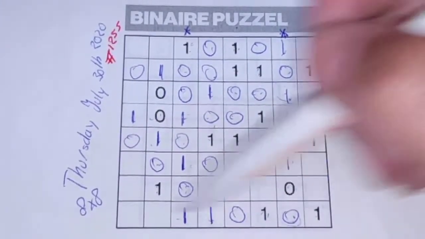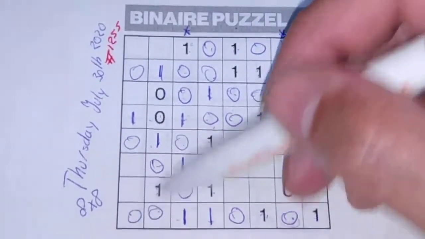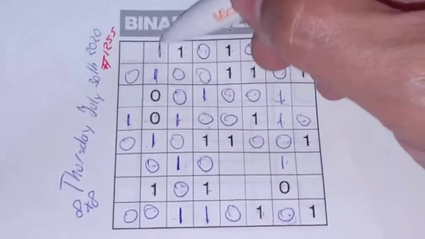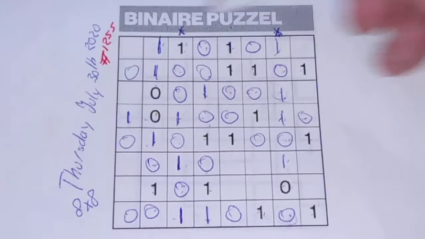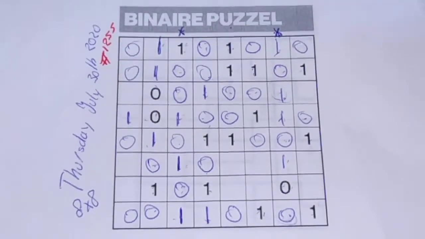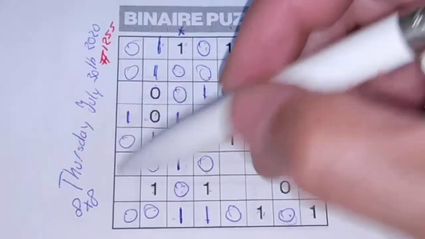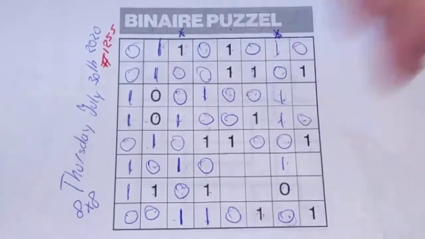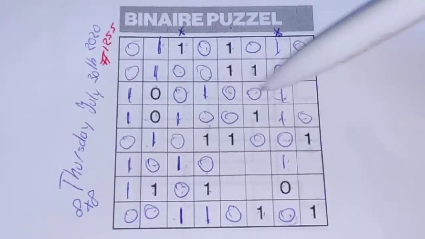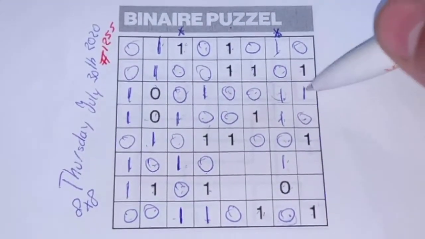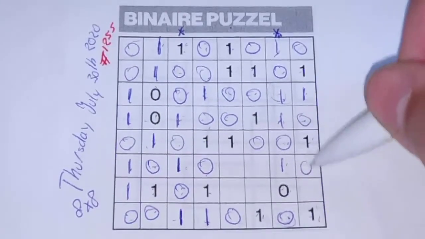4 ones, so the rest are zeros. 4 zeros, so the rest are ones. 4 ones, so the rest are zeros. 4 zeros, so the rest are ones. 4 zeros, so the rest are ones. 4 ones, so the rest are zeros.